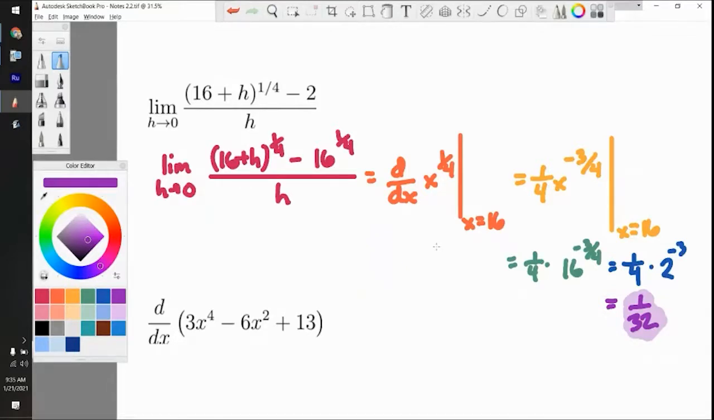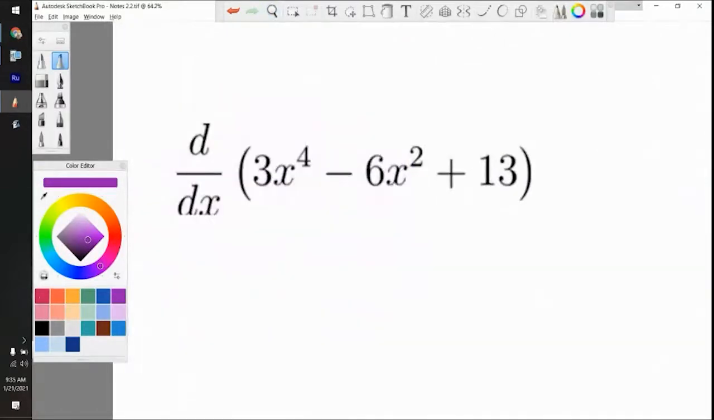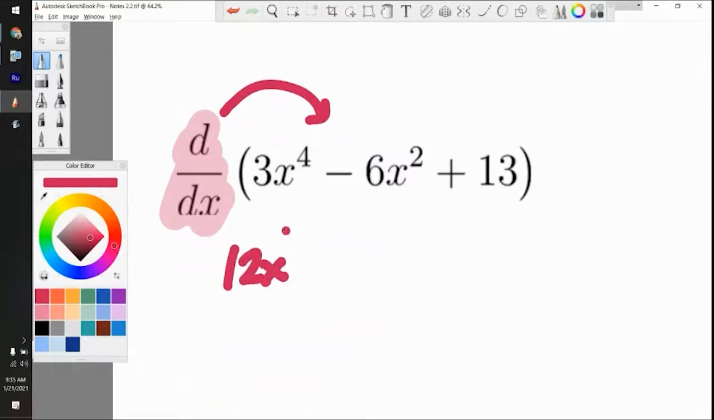Okay, let's do the next one. So this one, it says the derivative, remember this symbol here means, bro, take the derivative of this. Okay, that's a rough translation. So you're doing the derivative of 3x to the 4th, which is what? We're all friends, just yell it out. 12x to the 3rd, thank you.